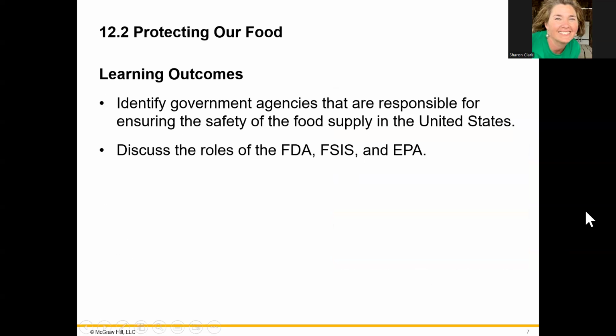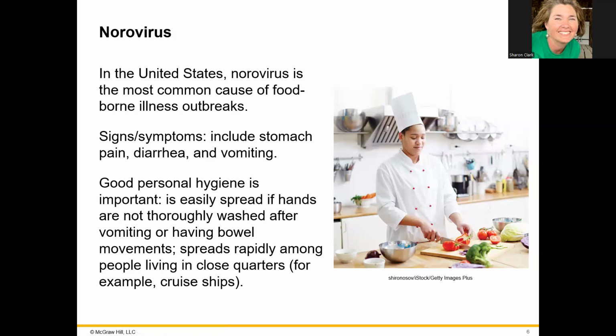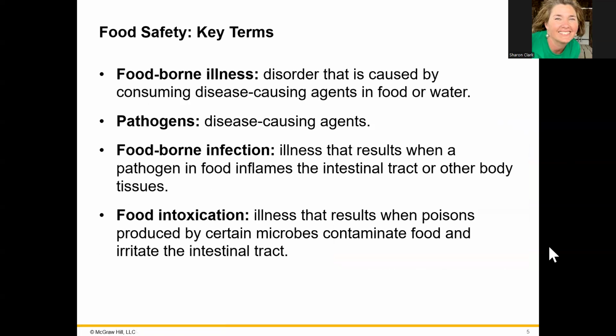So today we'll focus on pathogens and what are foodborne illnesses and the more common foodborne illness pathogens. So, food safety, let's go over some terms first. So, a foodborne illness, a disorder that is caused by consuming the disease causing agent in food or water. So, it's you getting sick, the illness caused by the pathogen. Pathogen is the disease causing agent.